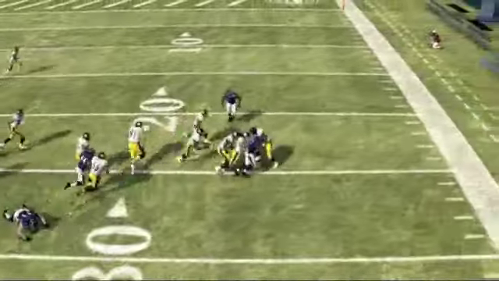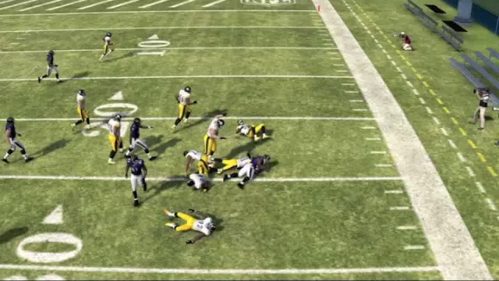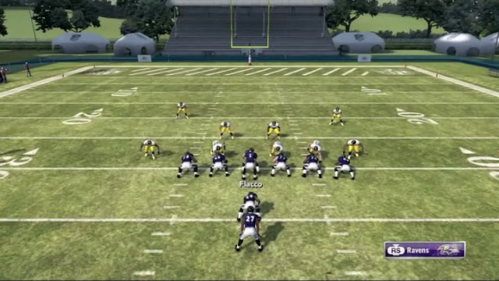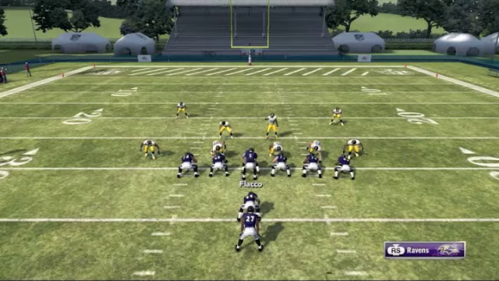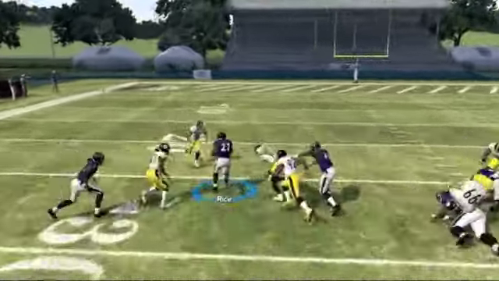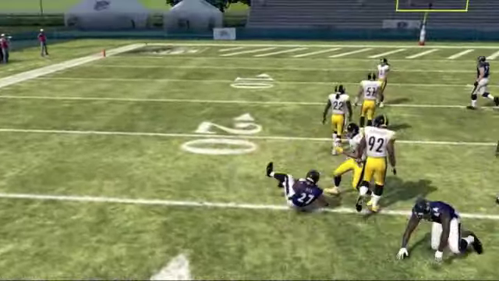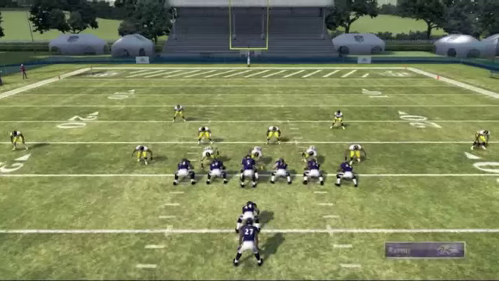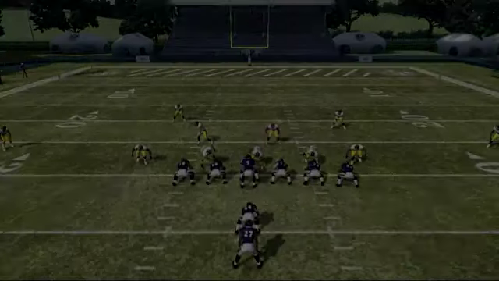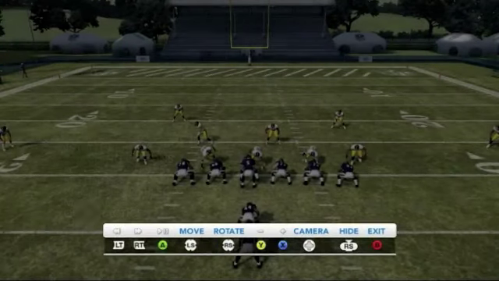No mobility in the blocks. That is the one thing that EA needs to, I think, sort of address to make the game look more authentic. Let's flip this play to the weak side. Same thing. Defensive line does not slide to the point of attack, and that's what's making the zone plays in Madden look very stale to me.